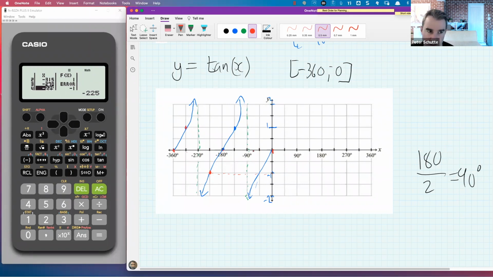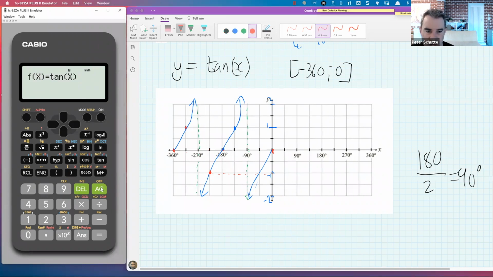The other way to do it is also just to say, what is the value of tan x at, just normally? Does that help? Are there any questions about the tan graph?